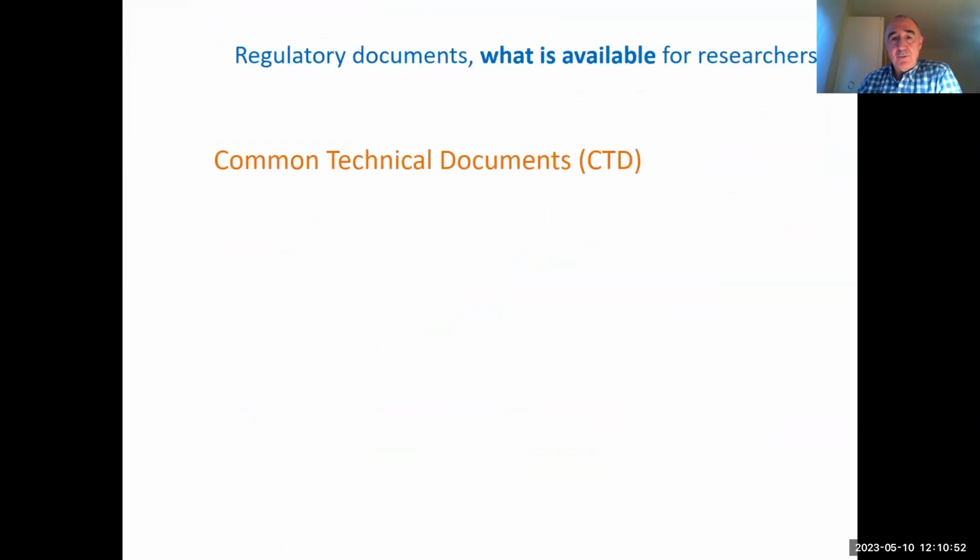So, having said so, we can say that regulators usually speak about the common technical documents, and they include the clinical study report as one of the main important documents to evaluate drugs.